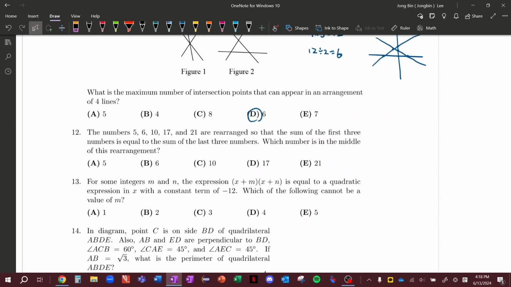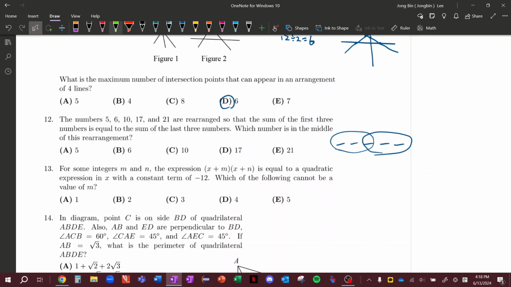Okay, the second question. The numbers 5, 6, 10, 17, 21 are rearranged so that the first 3 numbers are equal to the sum of the last 3 numbers. So we have 1 2 3 4 5, and this middle number would be used twice, something like this. How I did it was just trial and error. We also know that these 2 have to be the same as these 2, and something that would work is 6 plus 21 equals 10 plus 17. And that would make our middle number equal to 5.